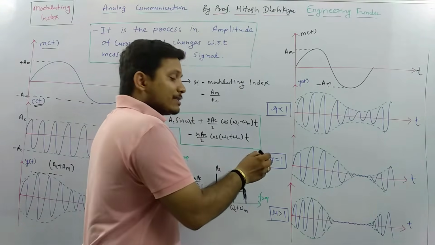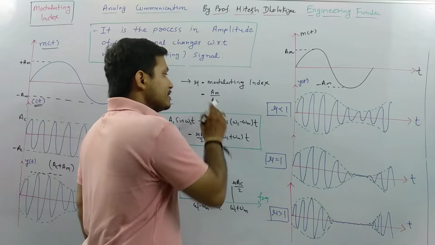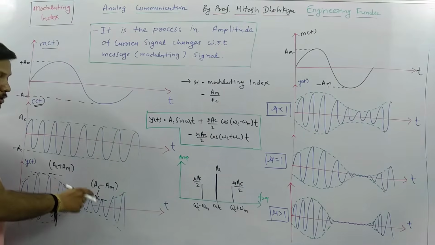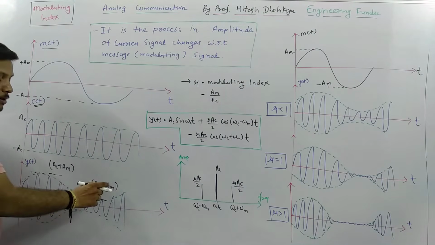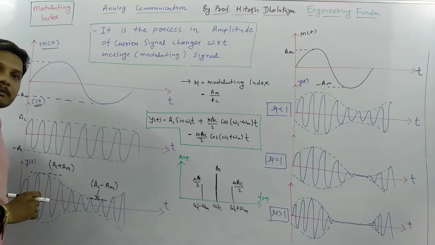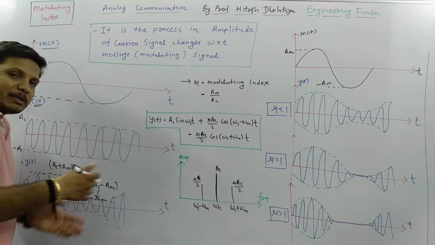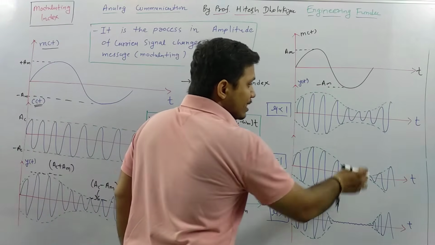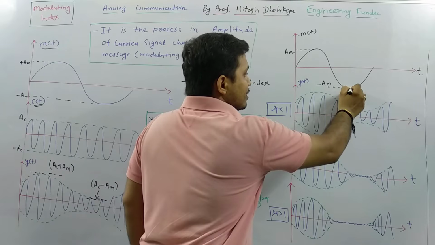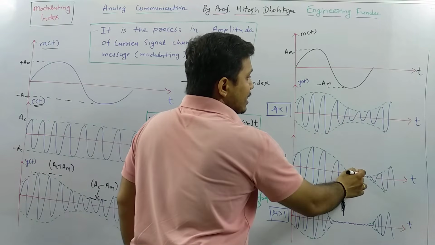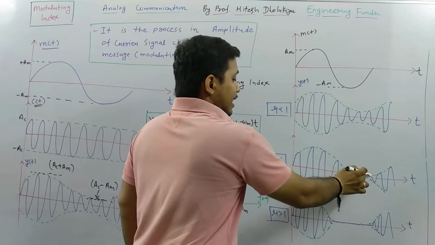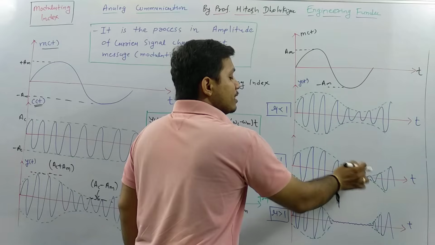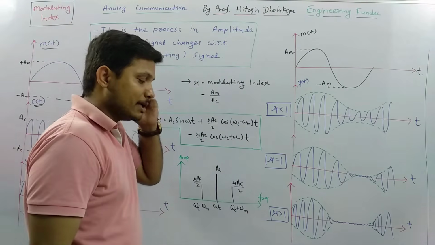But if you consider modulating index equal to 1, it means Ac is equal to Am. So the signal is Ac minus Am, and if Ac and Am are the same, Ac minus Am will be 0. So you can see if mu is equal to 1, at this instant, over here, the modulated signal's output is 0. Over here the modulated signal's output is 0.